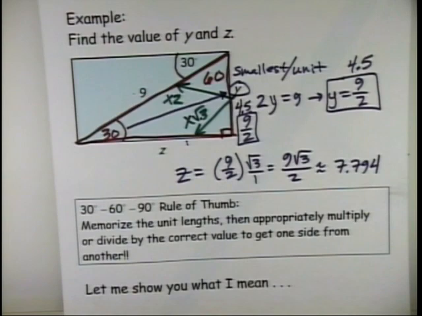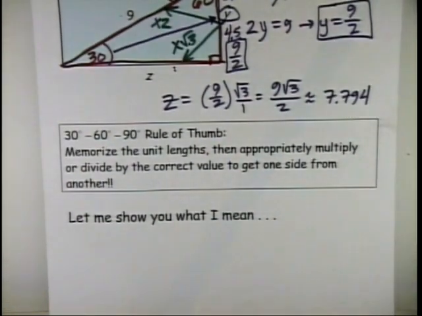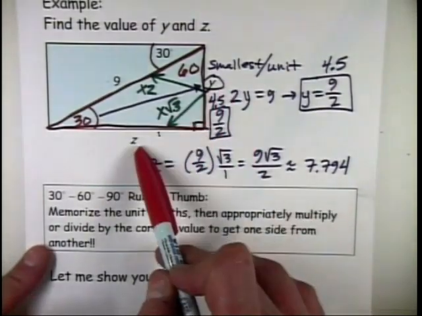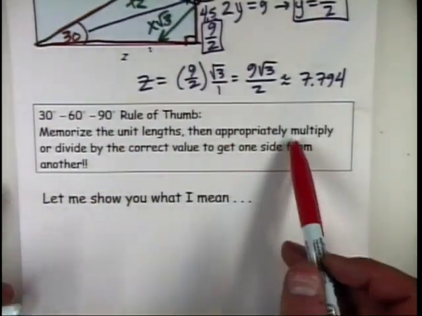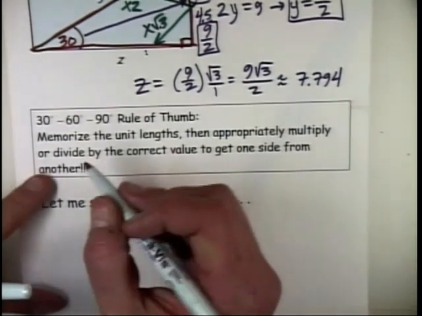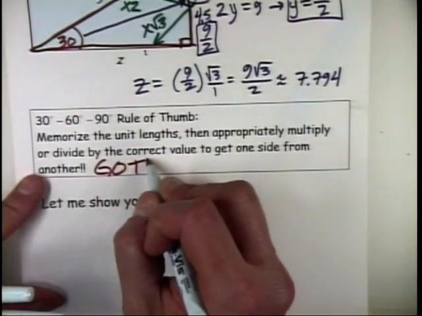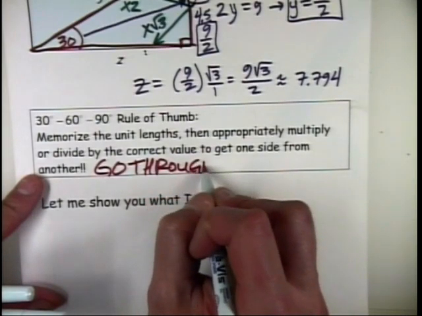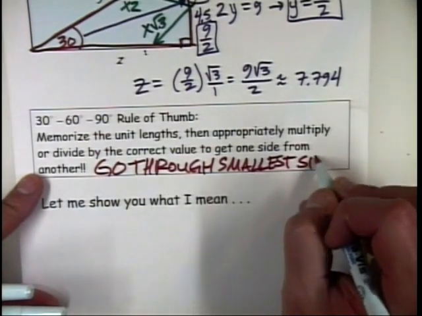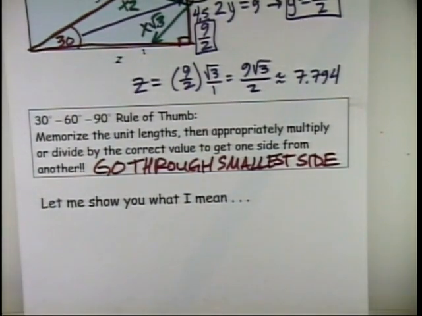All right. Here's a rule of thumb. And it's not so easy a rule of thumb. It's going to take a little more practice than the 45, 45, 90. Memorize the unit lengths. You got a 1, you got a square root of 3, and you got a 2. And appropriately multiply or divide by the correct value to get from one side to the other. I can tell you, though, that it's going to be easier to go through the smallest side, which is your unit side, opposite your 30-degree angle. Okay? If you can go through the smallest side, then everything else is a lot easier.